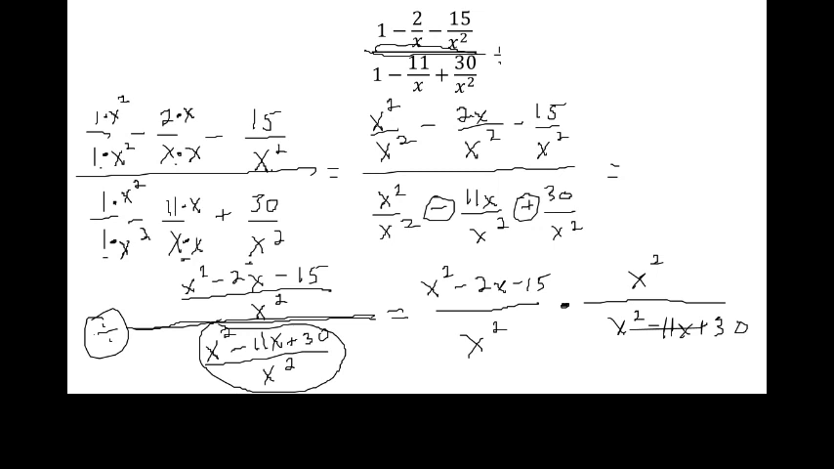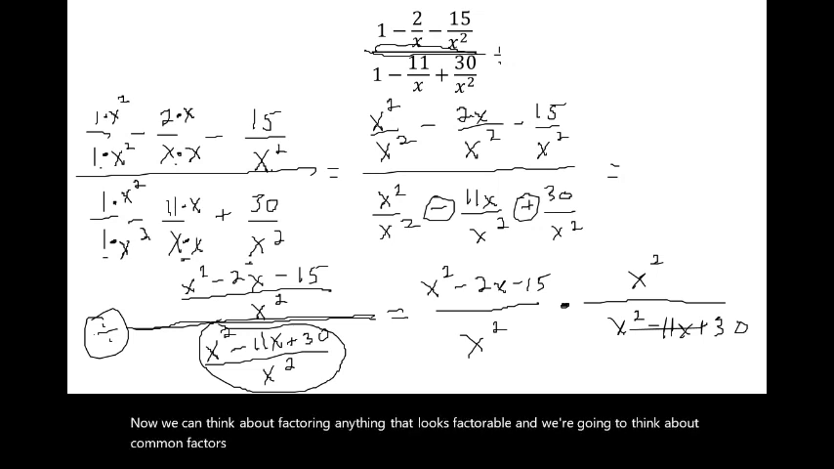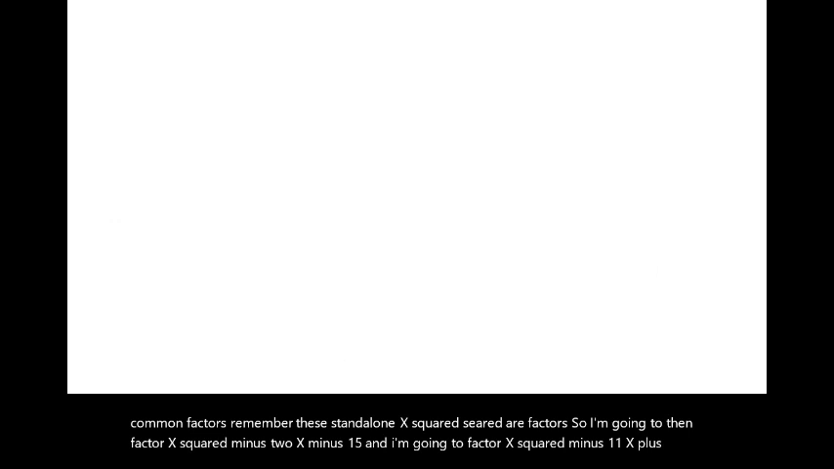So now that we have written this as multiplication, now we can think about factoring anything that looks factorable, and we're going to think about common factors. Remember, these standalone x squareds here are factors. So I'm going to factor x squared minus 2x minus 15, and I'm going to factor x squared minus 11x plus 30. Since I'm running out of room, I am going to need to do that on the next slide.